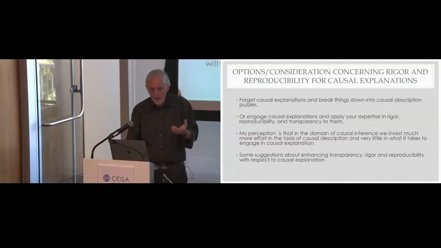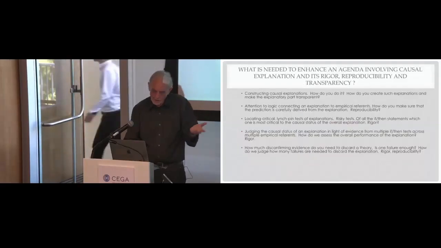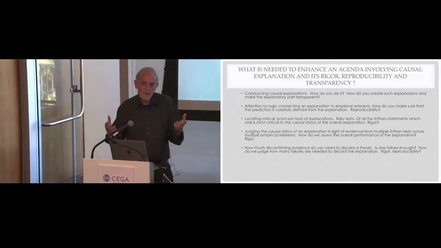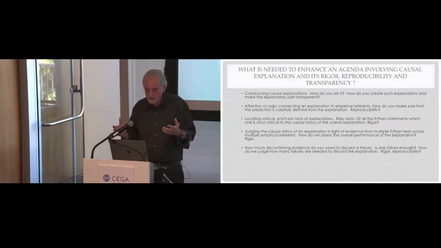They're kind of obvious maybe, but we don't teach each other how to do them. And we don't have any set procedures for evaluating. So here they come. First, in constructing a causal explanation, how do you do it? First of all, do we teach people that? How do you create such explanations and make the explanatory part transparent?